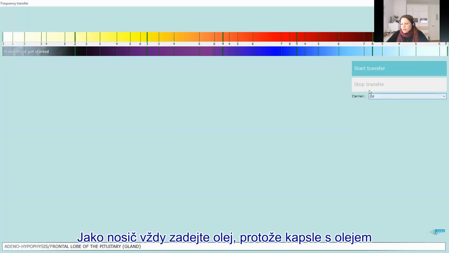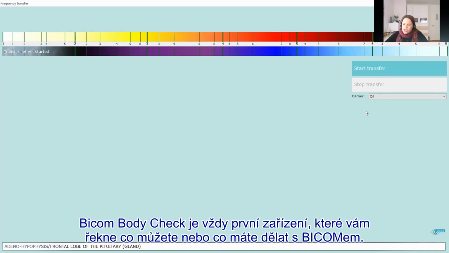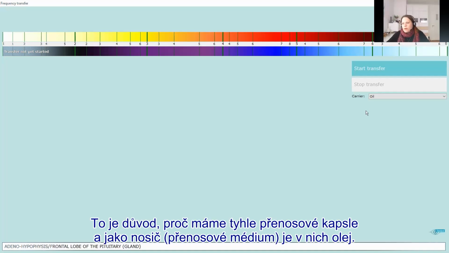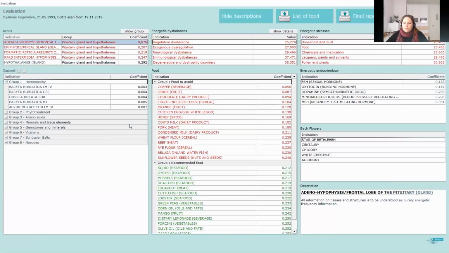And you always have this oil as the carrier because these oil capsules are always connected to the BICOM. So the BICOM body check is always the first idea to get to know what you have to do or can do with the BICOM, and then you use the frequency transfer to get information transferred to the BICOM. This is why we have these transfer capsules, and this is why we have the carrier only as the oil, because it's just developed for preparing for the BICOM.